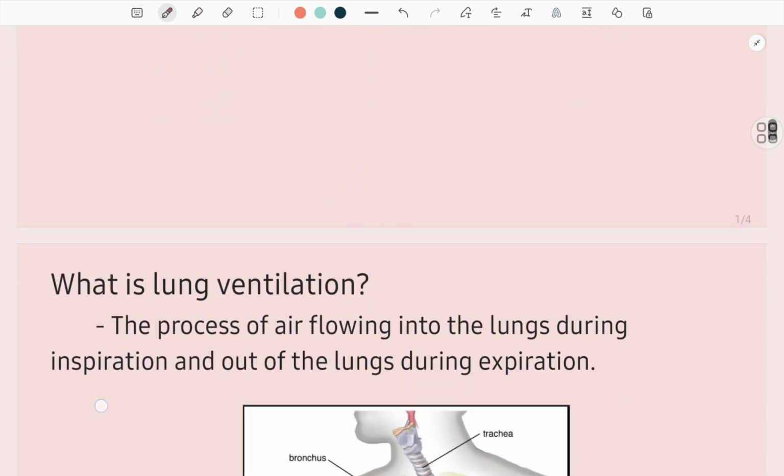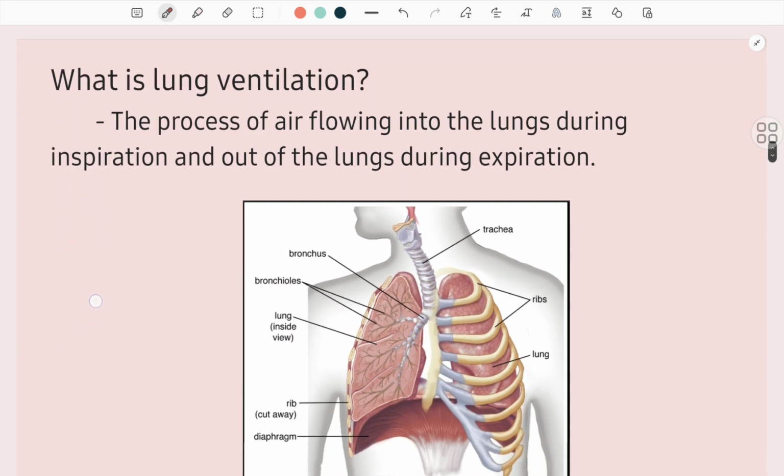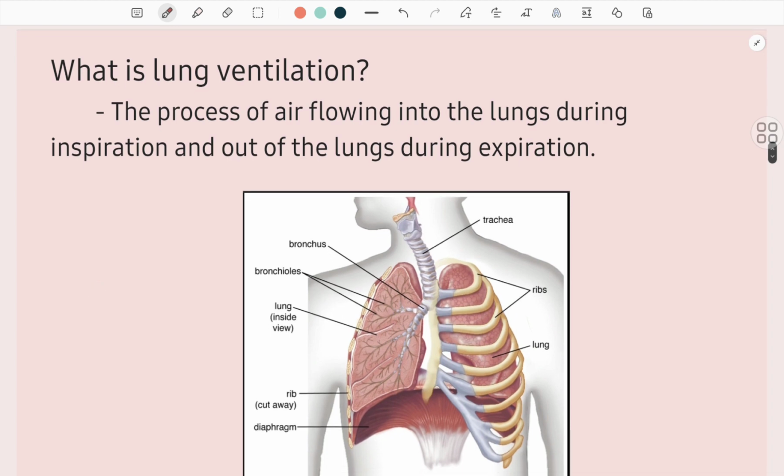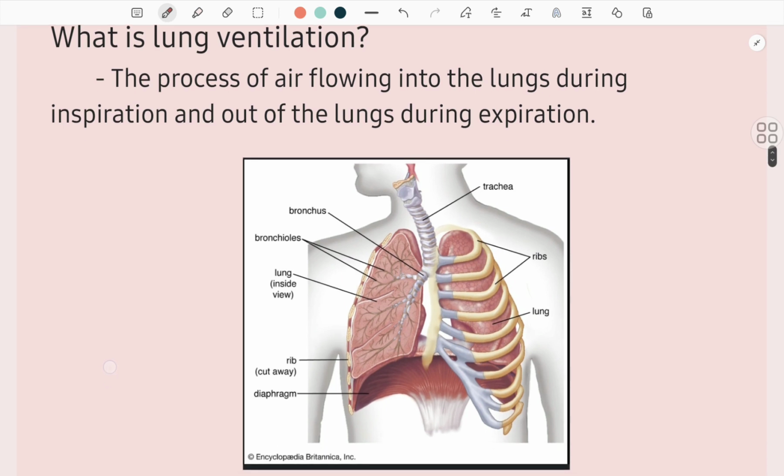First things first, what is lung ventilation? Lung ventilation is the process of air flowing into the lungs during inspiration and out of the lungs during expiration. Before we dive into the ins and outs of lung ventilation, we'll first have a quick skim through the basic anatomy of the thorax, or the chest.